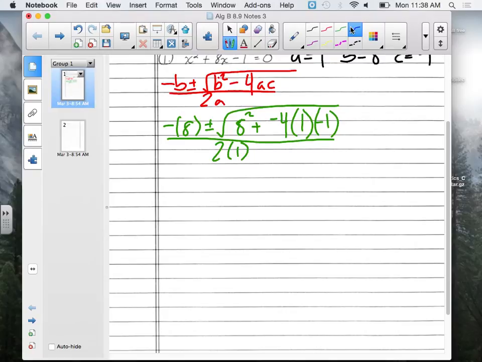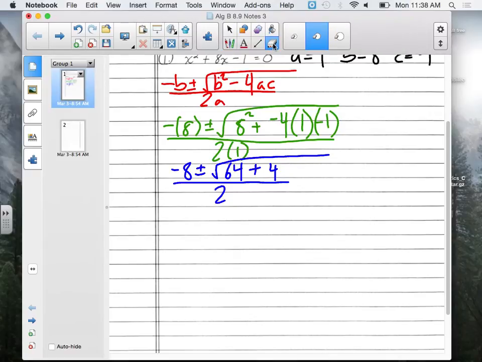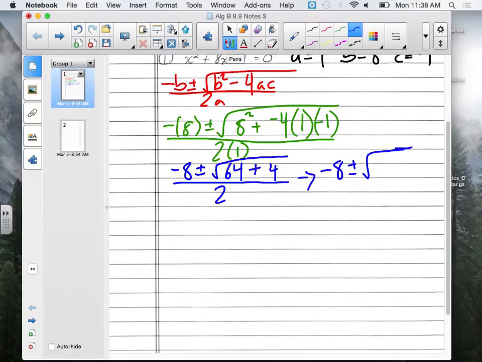Isaac? Okay. What would I write then? -8 plus or minus, and put the square root. Then the 8 squared is 64, plus 4, over 2. Right. So what we do after that is we simplify what's under that square root sign, right? So 64 plus 4 is 68, all over 2.